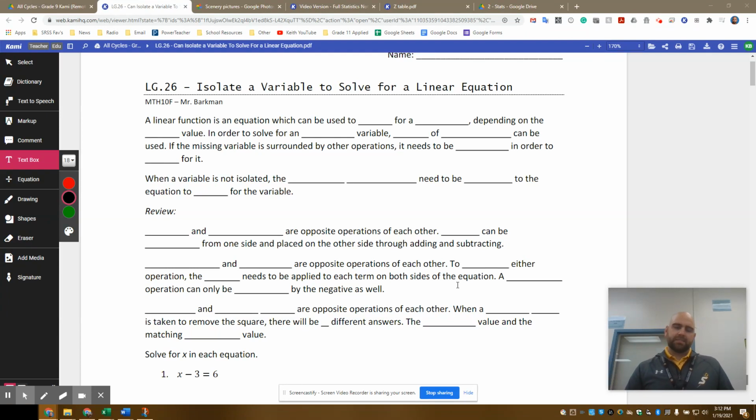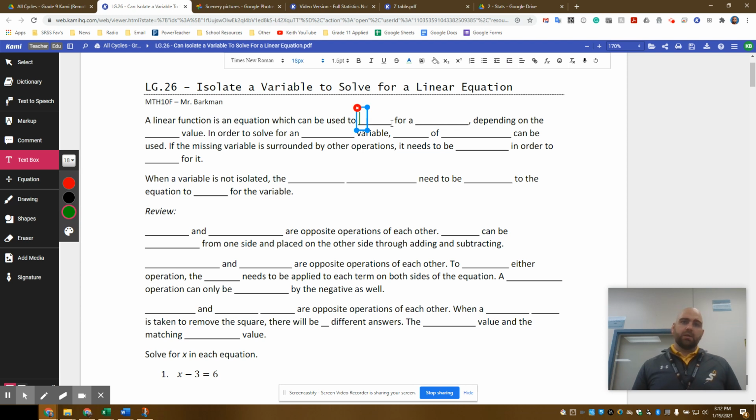All right, so today's lesson is taking a look at isolating a variable to solve for a linear function. In previous lessons, we've taken a look at how we work backwards to solve when we only have one step to do. In this lesson, we're going to be taking a look at when we have multiple steps to do and how we go through our steps in order to solve for those steps.